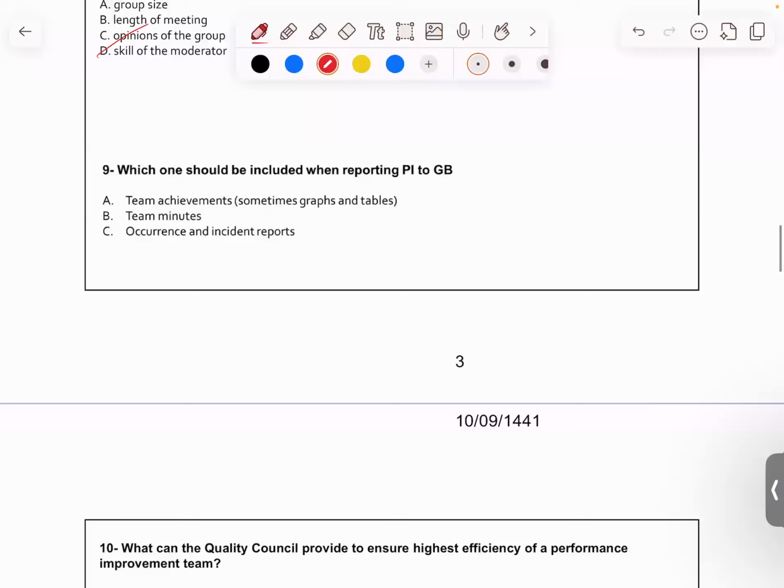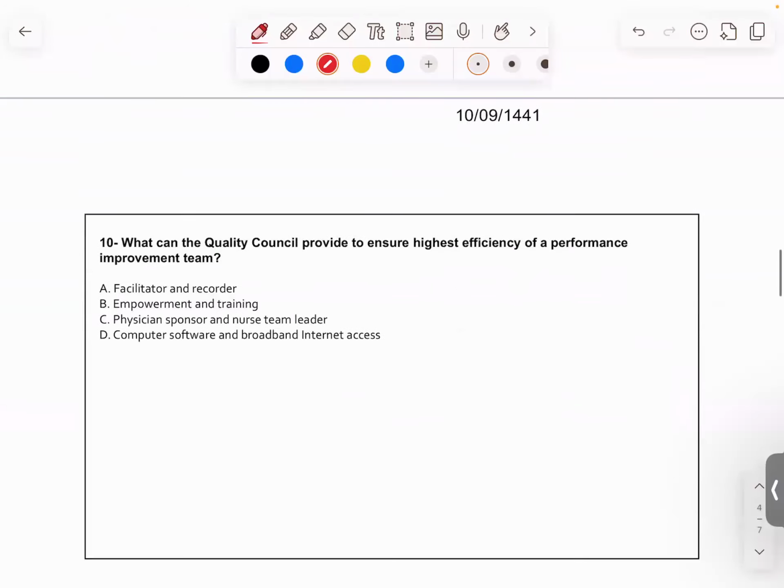Number 9, which one should be included when reporting project improvement to the governing body? A, team achievements. B, team minutes, C, occurrence and incident reports. Okay. What is the best choice? Team achievements. Radha? Yeah, team achievement. Very good. Excellent. Both of you are excellent. Yes, that's the answer. The best choice. That's the correct answer.